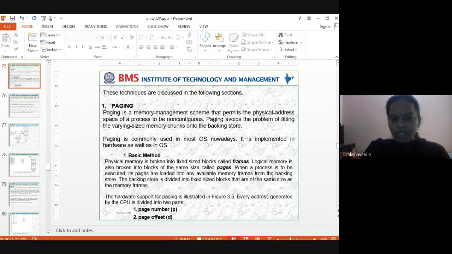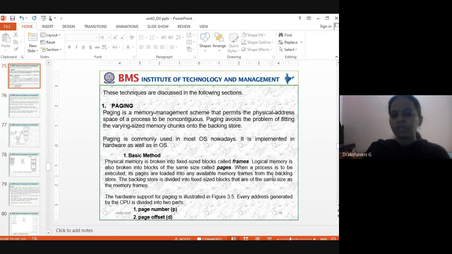When a process is to be executed, its pages are loaded into any available memory frames from the backing store. The backing store means the backup where we keep everything. The backing store is divided into fixed-size blocks of the same size as the frames. In the same way, hardware support for paging is illustrated. Every address generated by the CPU is divided into two parts.